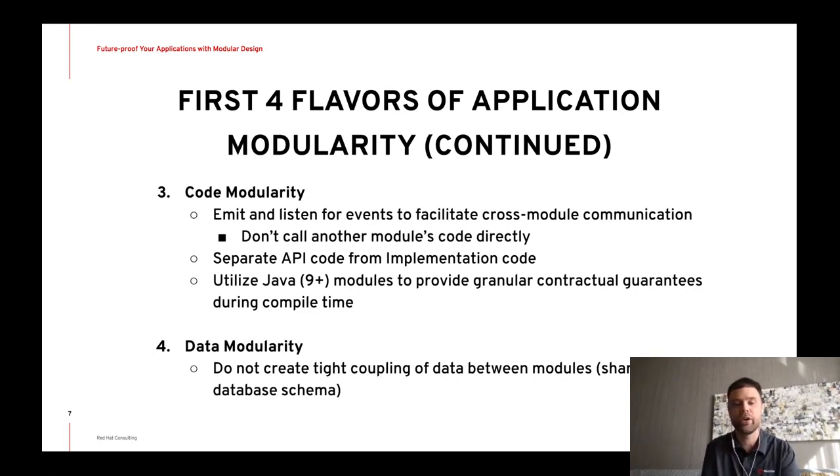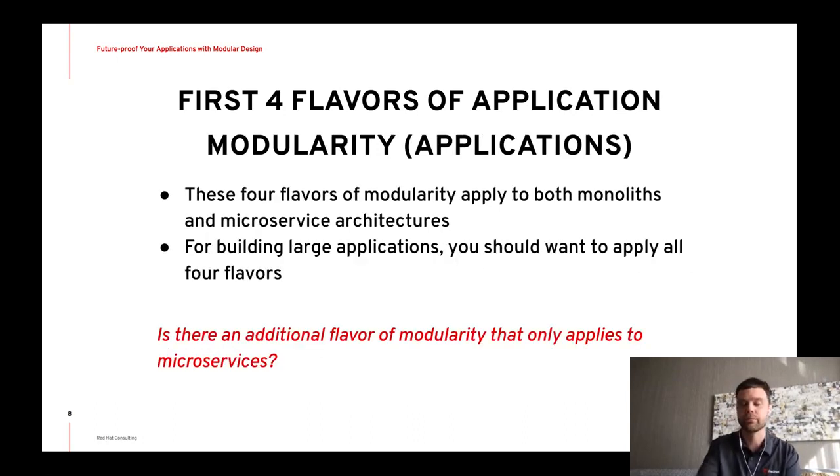Or contractual guarantees during compile time. So that's a great benefit. I know they're not commonly used, but they do help improve your code modularity. Number four is data modularity. This is where you do not want to create a tight coupling of data between your modules, such as sharing a database schema. Generally speaking, you want to have a separation of concerns with your data.